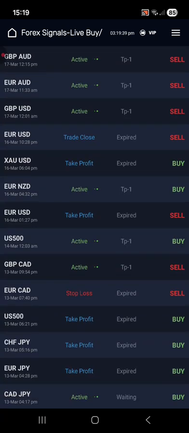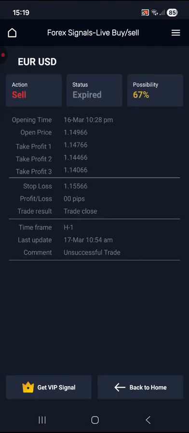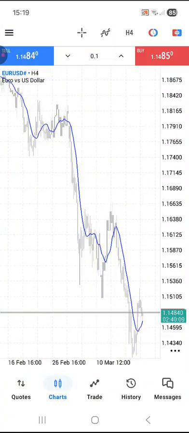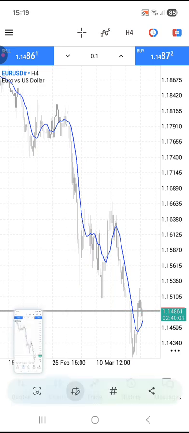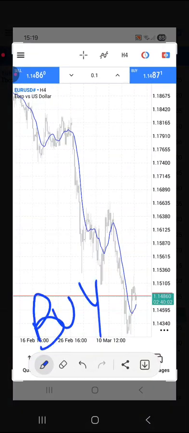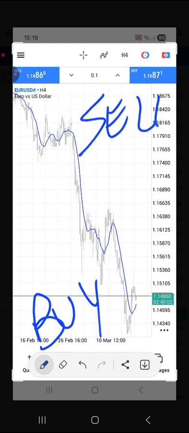Let's choose a pair. Okay, Euro United States dollar here. Sell Euro USD. Okay, it's saying sell Euro USD. We go here, Euro USD. We only do the sell if it's above this blue line. We buy low, sell high. So we buy below the blue line and we sell above the blue line.